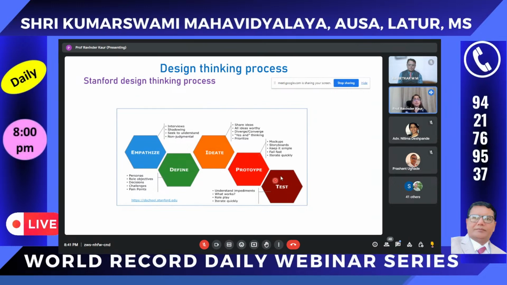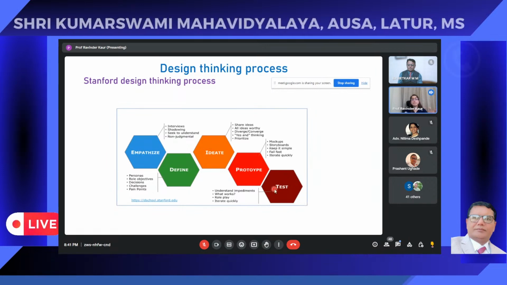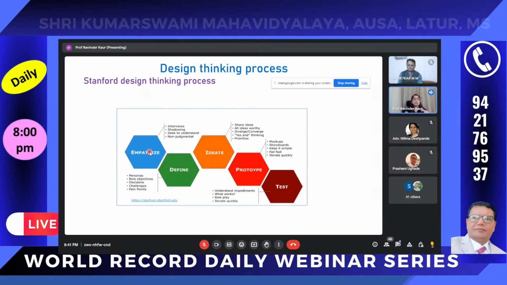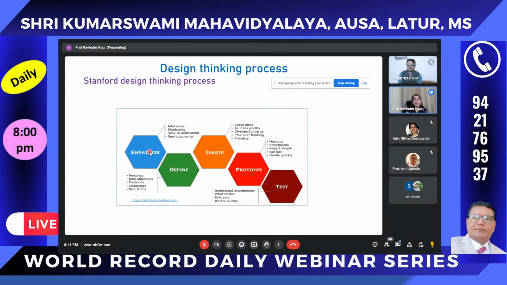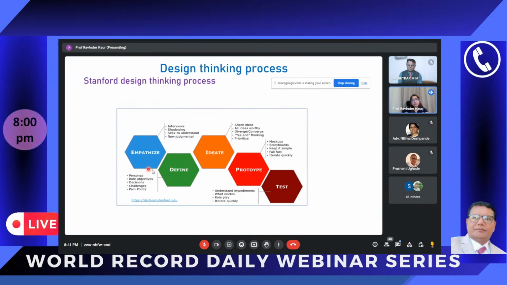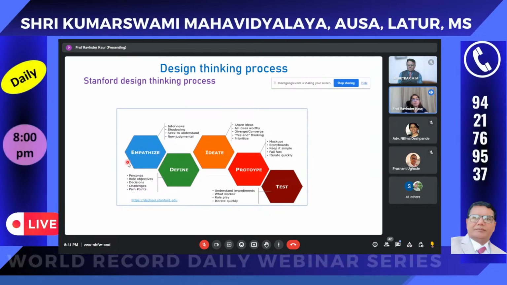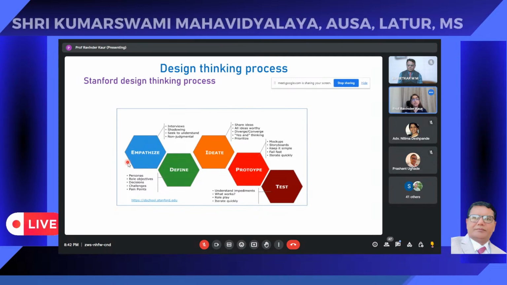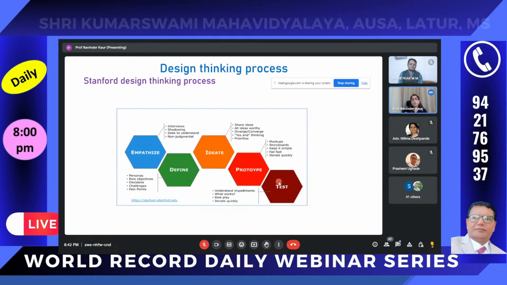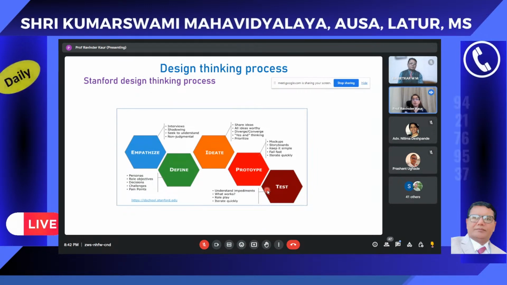You will test with your users what is working. There are different, again, it's a complete session for each. In fact, at Delhi University, right now I am conducting this, where each block is a 1 full day session, or you can even have a 1 week session on each block. So each block is very important. So this is your Stanford model for the design thinking process.